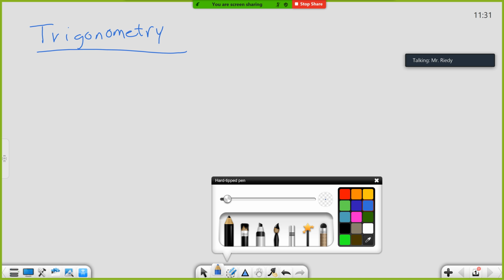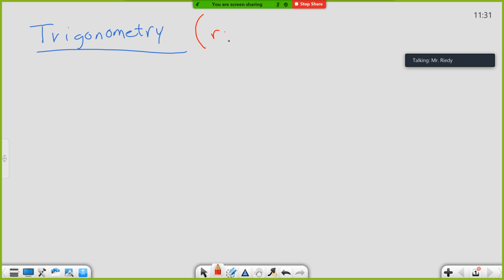Okay, so in parentheses, I'm going to put the words right triangles. What we're going to do today only applies to right triangles. So the first question you want to ask yourself is, is it a right triangle? Is there that little box in the corner? Are you told that one of the angles is equal to 90 degrees? Is there something in the problem that indicates that it's a right triangle? If there isn't, then you're done. You can't apply this stuff.